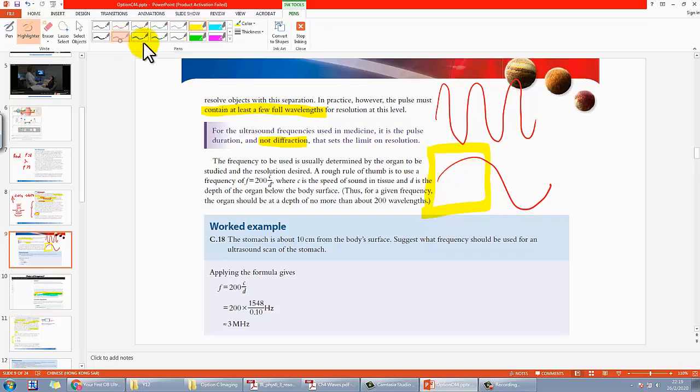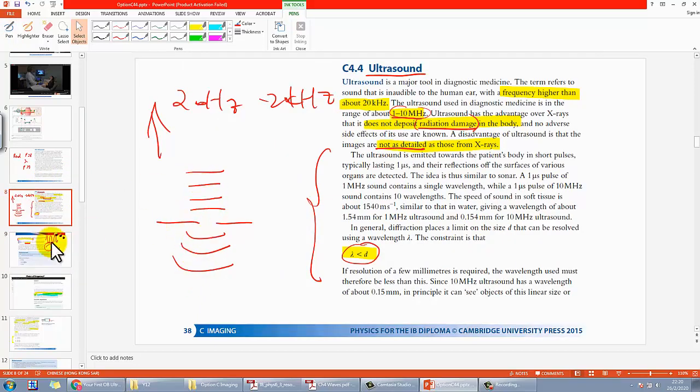So that's why it says here that it has to be at least a few full wavelengths, so then you can see what that frequency is, or identify that frequency. Otherwise it's hard to actually know what frequency it is. At the same time, you don't want much diffraction, because diffraction would give you noise basically. So like what we said earlier, this is diffraction.